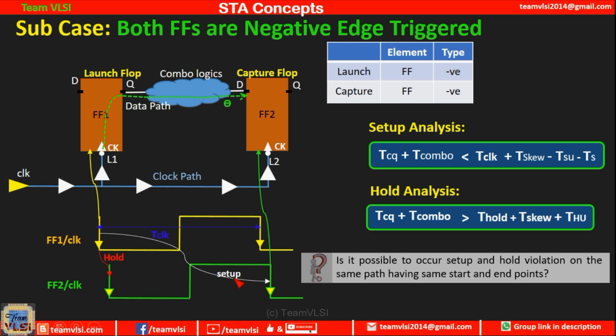In the next session, we are going to discuss where both launch and capture elements are flops, but of opposite nature, that is, one is launched by the positive edge clock and captured by the negative edge clock, and vice versa. That could be interesting because there is a half cycle path concept. We will see that in the next session.